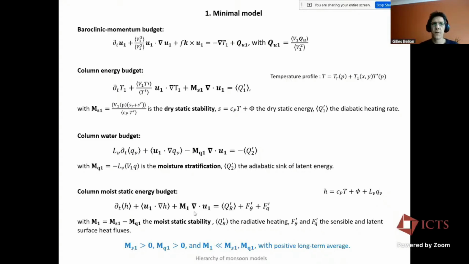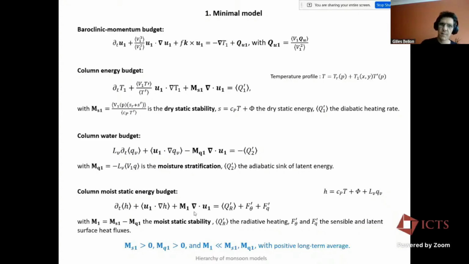But when you look at, for example, tropical variability, often in the development phase of a convective perturbation, M1 will be negative and then become positive and more so during the mature stage of this convective perturbation.